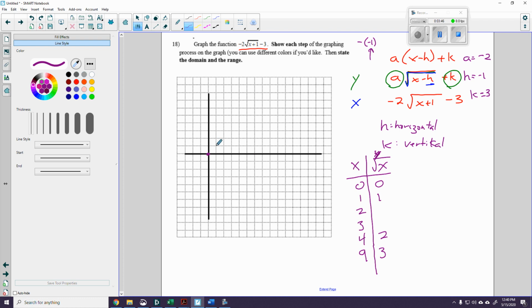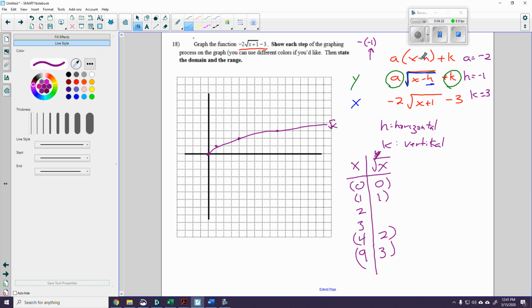So I know I can plot the function square root of x at the points 0, 0, 1, 1, 4, 2, and then 9, 3. So that's 1, 2, 3, 4, 2, and 4, 5, 6, 7, 8, 9, 3. And I know that it looks kind of like this, and I'm going to just draw it in right there. So this is my function square root of x.